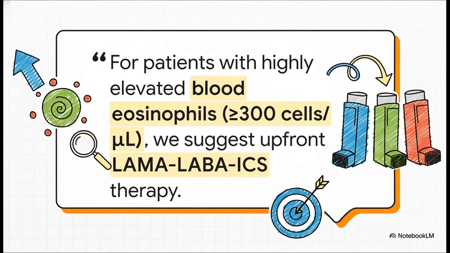And here's the pearl. For your Group E patients, you need to check their blood work, specifically their eosinophil count. If that count is elevated and the magic number is 300 cells per microliter or higher, it's very reasonable to go straight to triple therapy, a LAMA, a LABA, and an inhaled corticosteroid, or ICS. This is a great example of using a biomarker to personalize therapy for the patients most likely to benefit.